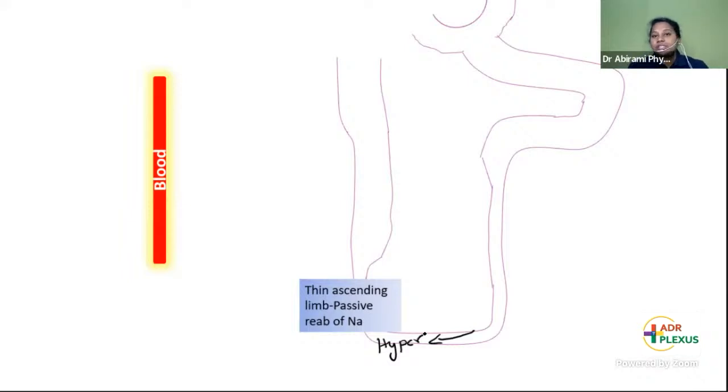Hypertonic means it is rich in salts. So this fluid, which is rich in salts, when it moves into the thin ascending limb, because of the concentration gradient, is reabsorbed passively because it is already more concentrated. So by passive reabsorption, it is just reabsorbed. You don't need any active transporters because there is already more concentration of the salts there. So it will be passively reabsorbed.